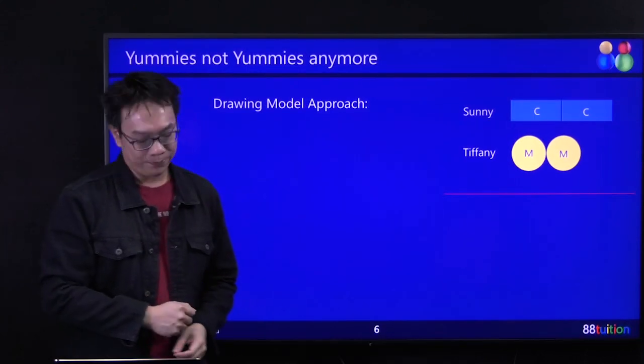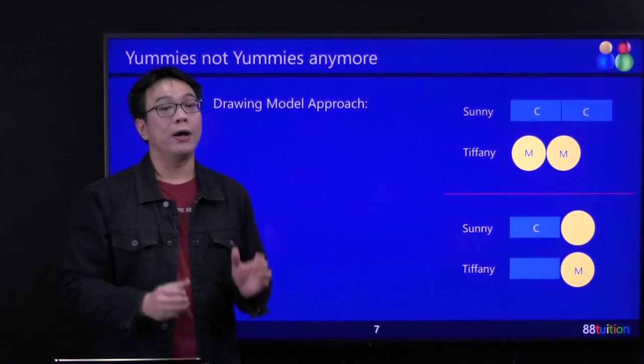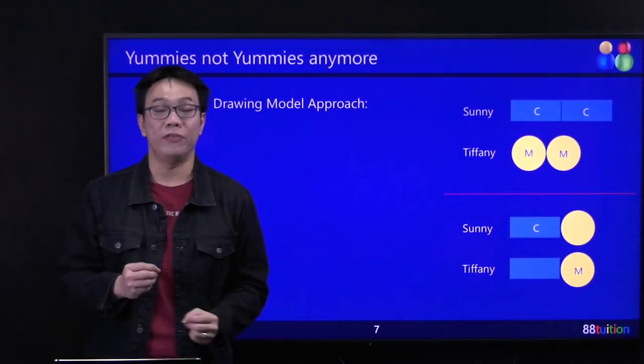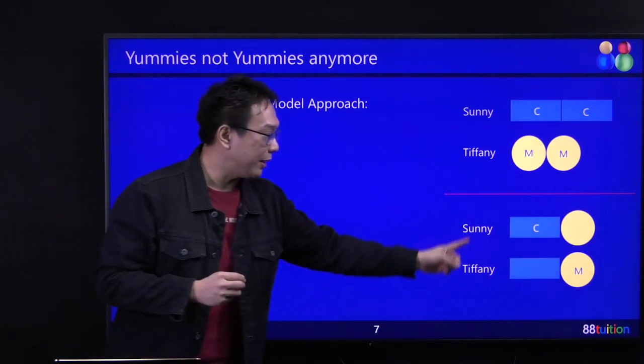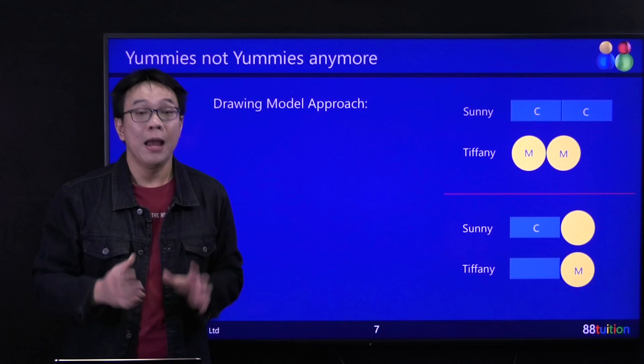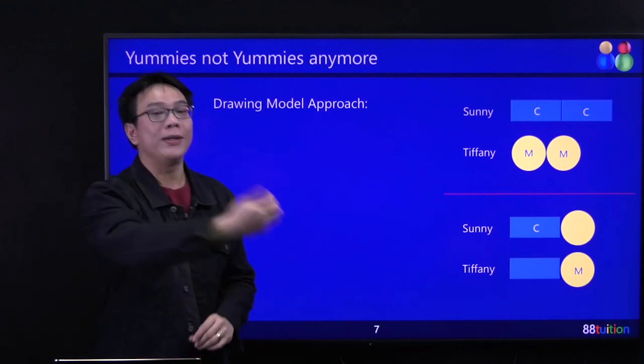This will happen. Can you see? Sunny will still remain with half of her candies and she'll receive half of the muffins from Tiffany. And the total is the same, because they just did an exchange. Then what did the story say?